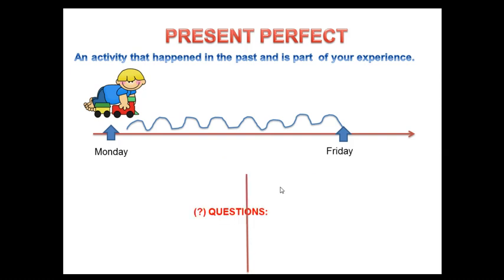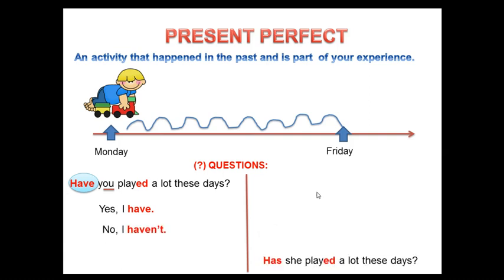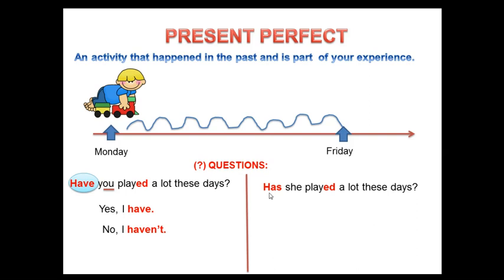What about questions? For questions, for example, this one says, have you played a lot these days? We use have at the beginning for the subject you, for example. And the short answer is yes, I have, or no, I haven't. What about questions with she or he? Example, this one says, has she played a lot these days? We use has for she, he, or it, okay? And this is the order. Don't forget the question mark. And you can use short answers like yes, she has, or no, she hasn't.